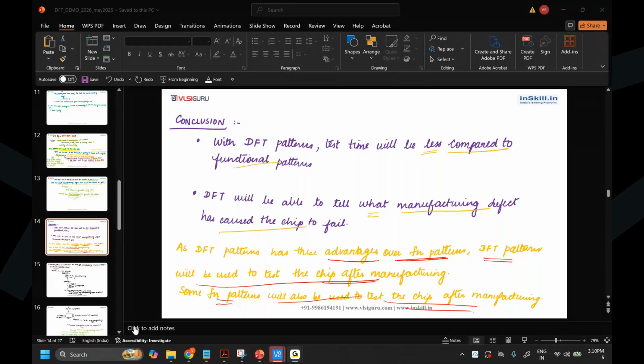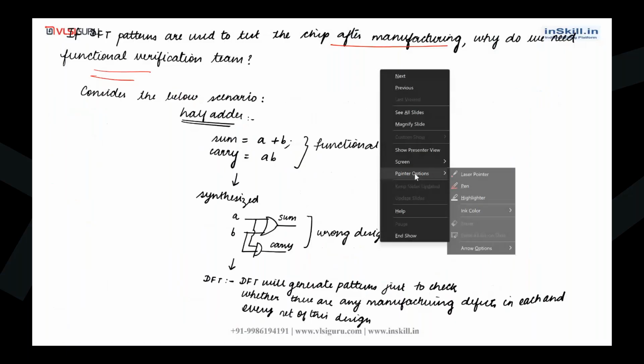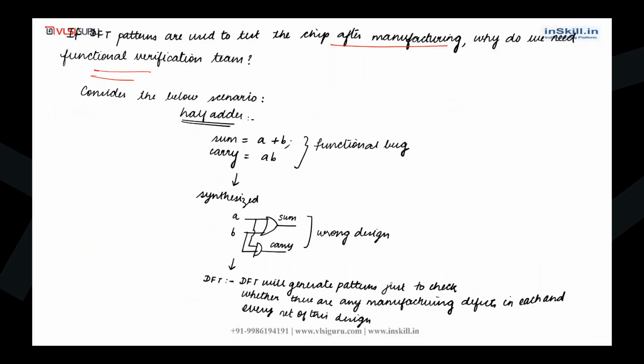Okay, so let me try to provide the answer here. If DFT patterns are used to test the chip after manufacturing, why do we need a functional verification tool? So consider the below scenario.